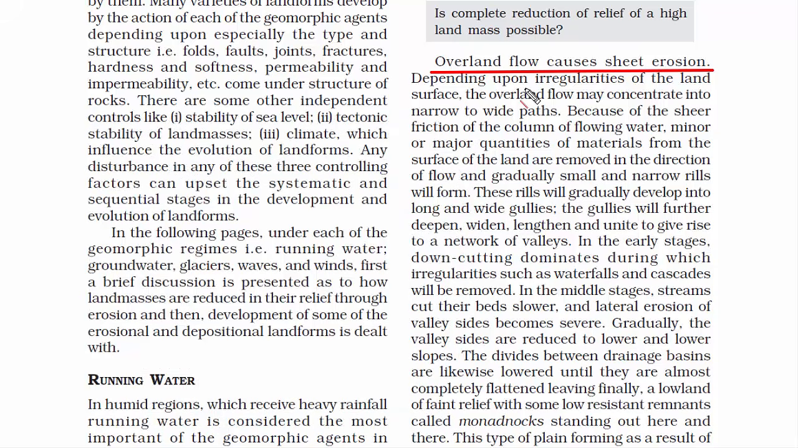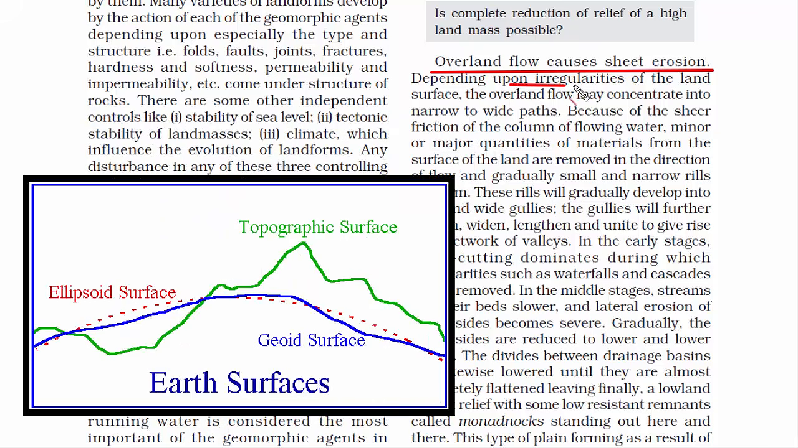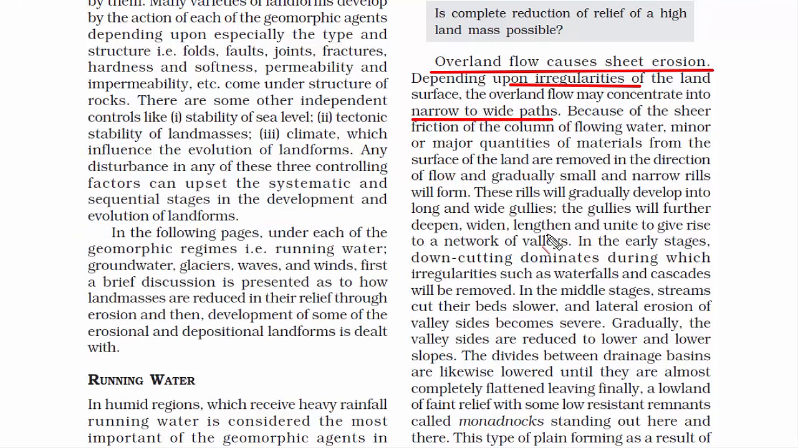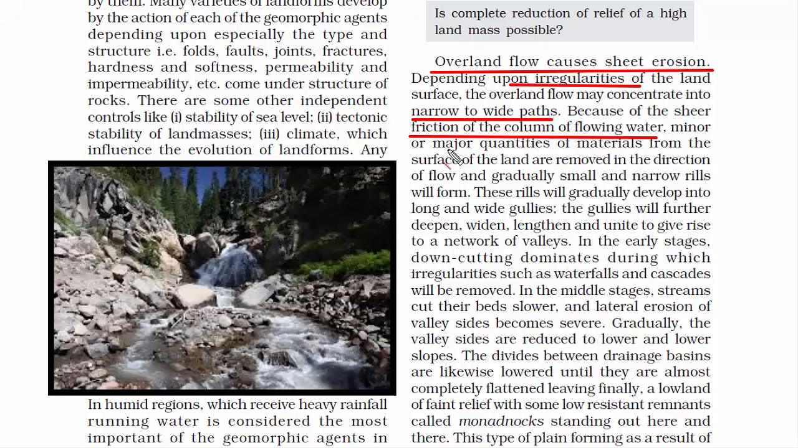Now, one thing to understand over here is that Earth's surface is irregular, meaning it's not smooth. Because of this irregularity of the Earth's surface, the water flow will take either a narrow or a wide path. And then water flows in this narrow and wide path. Due to the friction of the flowing water, many minor or major quantities of Earth's material from the surface of the land are removed in the direction of flow.